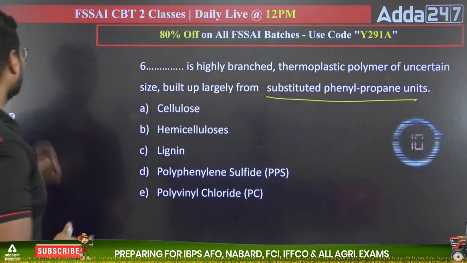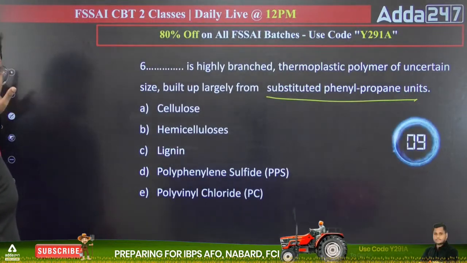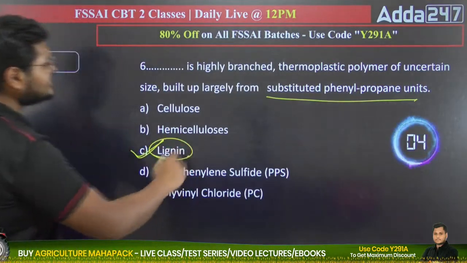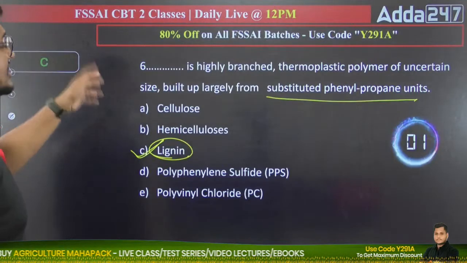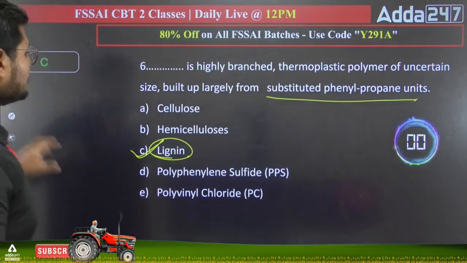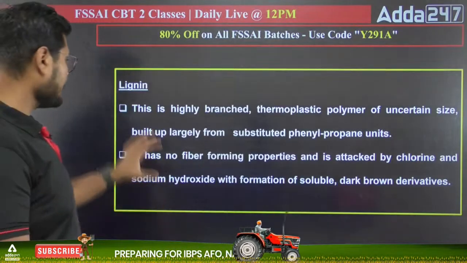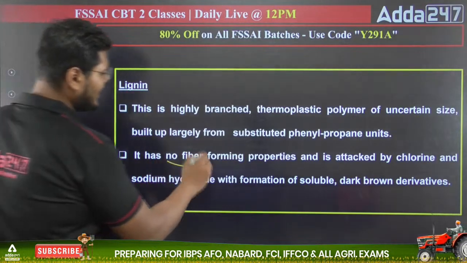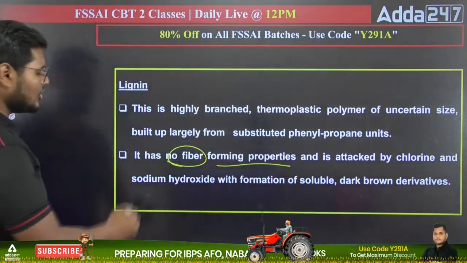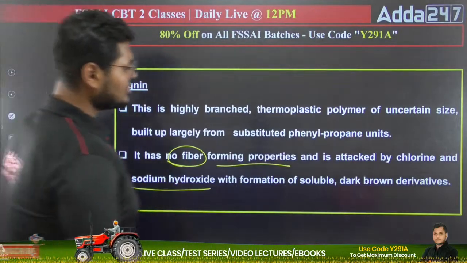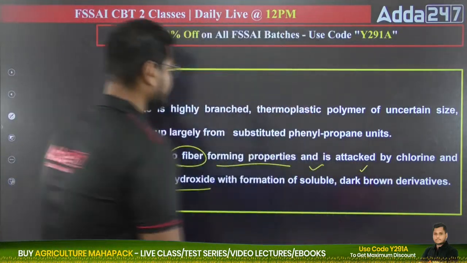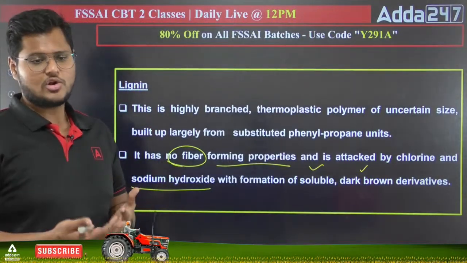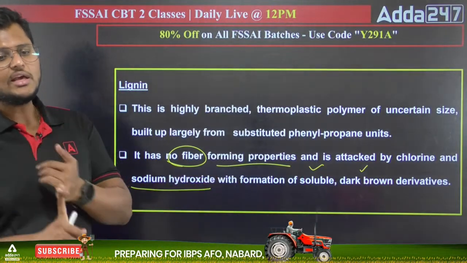Let's move ahead, and the answer here is D, not C, lignin. Lignin is a highly branched thermoplastic polymer of uncertain size that is built up largely from substituted polyphenol compounds. It has no fiber forming properties and is attacked by chlorine and sodium hydroxide with formation of soluble dark brown derivatives. So generally in lignin, fiber forming properties are not present, and it is degraded by chlorine and sodium hydroxide.